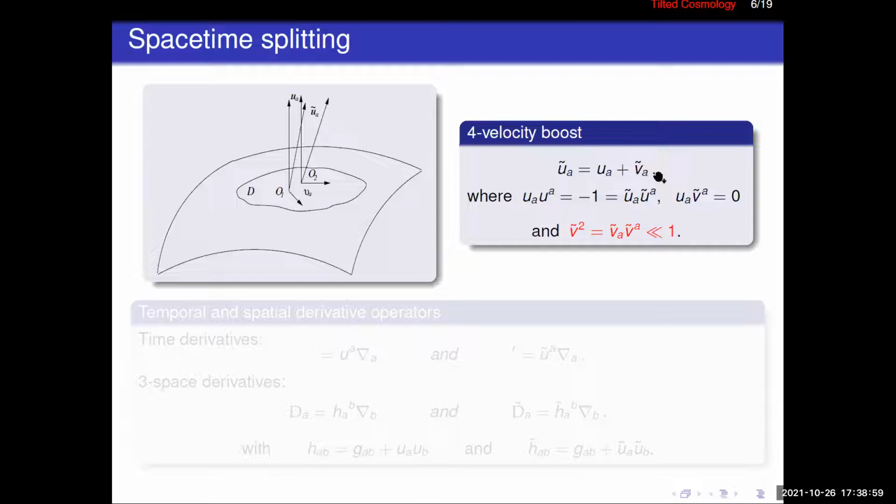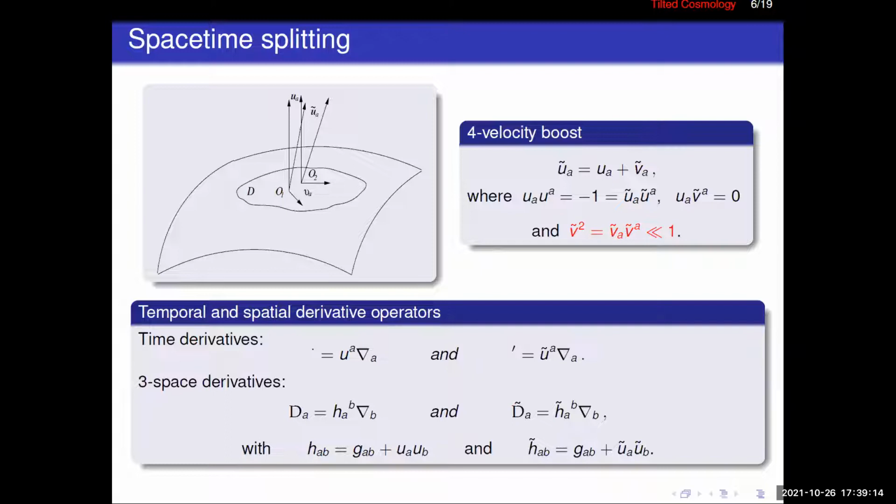So once we have two temporal directions and two spatial sections in this space-time because of the two families of observers, we need to define the corresponding differential operators. We will use an overdot to define time derivatives in the Hubble frame and a prime to do the same in the bulk flow frame. This is the spatial covariant derivative operator in the Hubble frame, and this one is in the tilted frame, the bulk flow frame. And from now on, whenever you see this tilde on top of a variable, this means that it has been evaluated in the bulk flow frame.